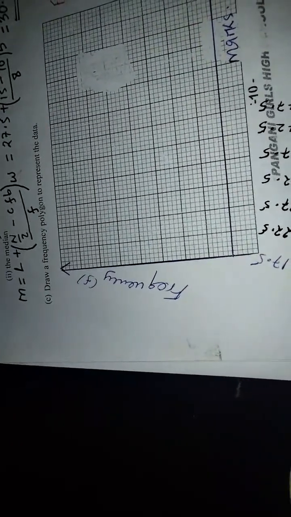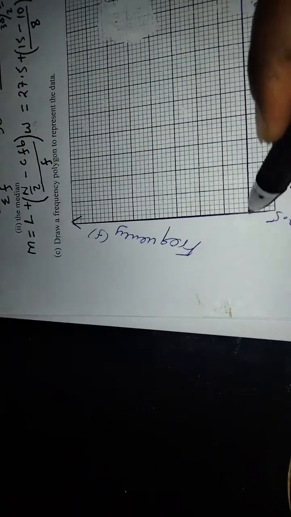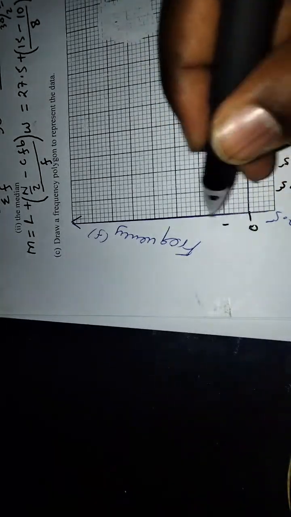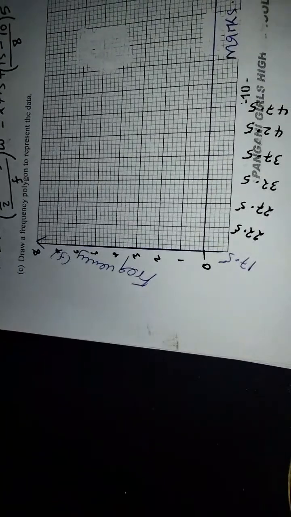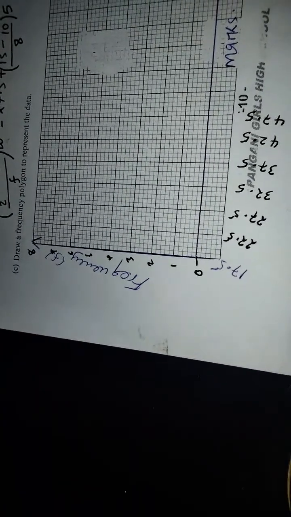For the frequencies now, we have the highest frequency as 8. So we can just use intervals starting from 0. If we use 1, let me check whether we will be able to accommodate all of them: 1, 2, 3, 4, 5, 6, 7, 8. Yes, with 1 we can have all of them accommodated. So let me begin with the class starting at 18 to 22.5.